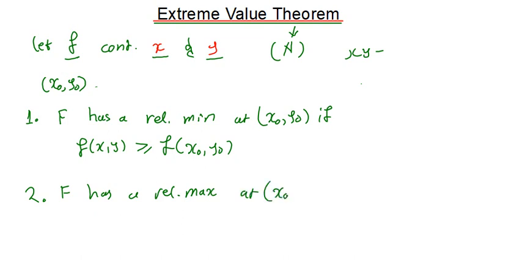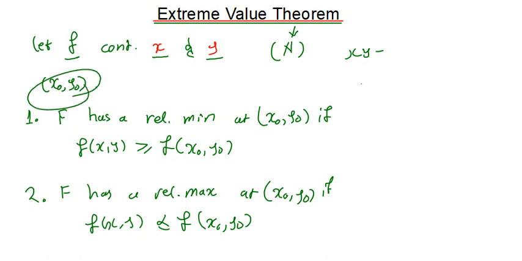at those points x initial, y initial, if your f of x is less than or equal to your f of x initial, y initial there. So within that bounded region, we have this f that is bounded in that region that has the points x initial, y initial. If f has a relative min at these points, then at those same points f is going to have a relative max if that is satisfied.